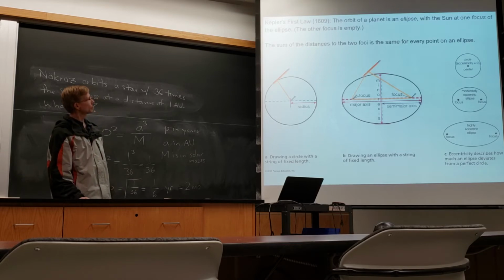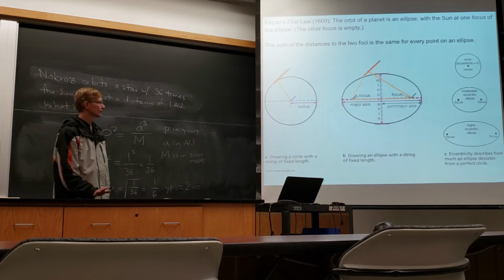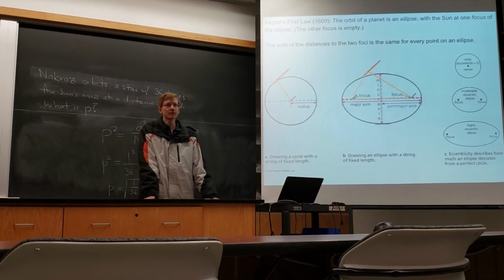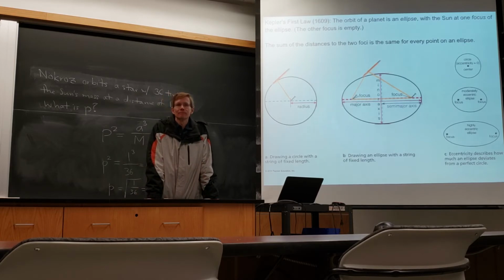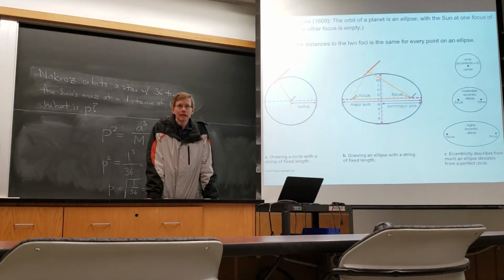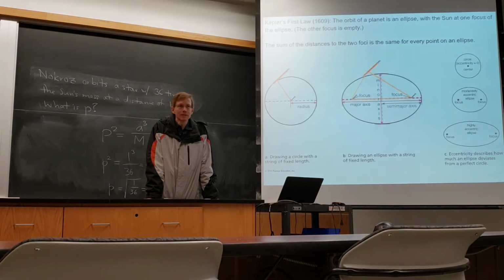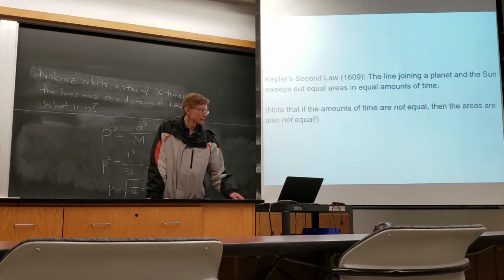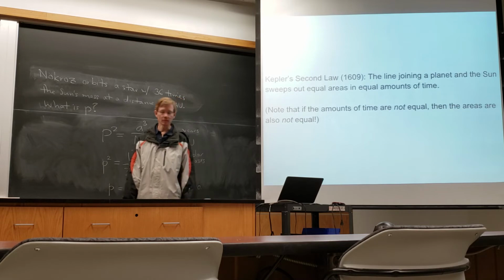Kepler's first law: the orbit of a planet is an ellipse with the sun at one focus of the ellipse. What's at the other focus? Nothing, right? Okay, that's number 1. What's the second law? Equal areas in equal times, yeah. The line from the planet to the sun sweeps out equal areas in equal amounts of time.